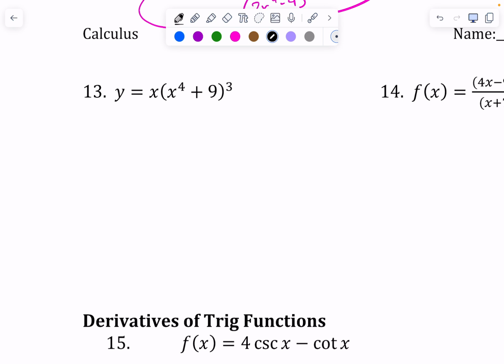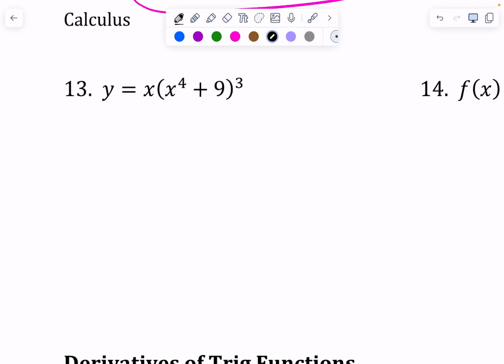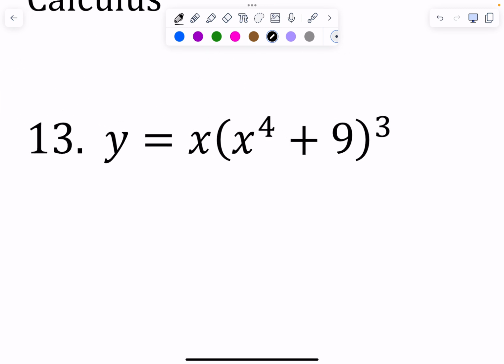Wait, that's a chain rule, right? Why is there an X there? Well, that's what it appears. That's what it looks like after the first step. There's an X chilling out front. Yeah, so I'm not sure. So what is it, like 3x?